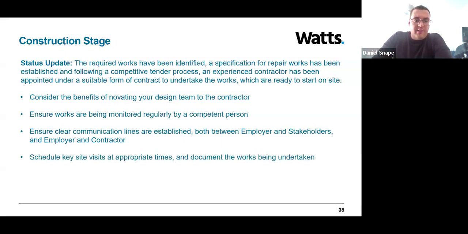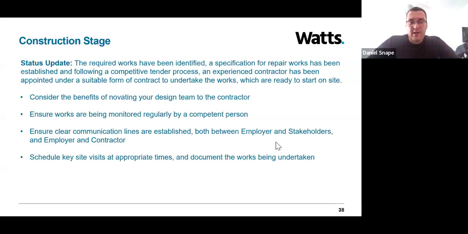Another consideration is the timing. So the timing of scheduling key site visits and documenting the works being undertaken. Inspections should really be scheduled at key milestones. It's no good having an engineer or an architect turn up to site to review the quality of work, which is now concealed. So it's important to make sure that inspections align with the construction programme.